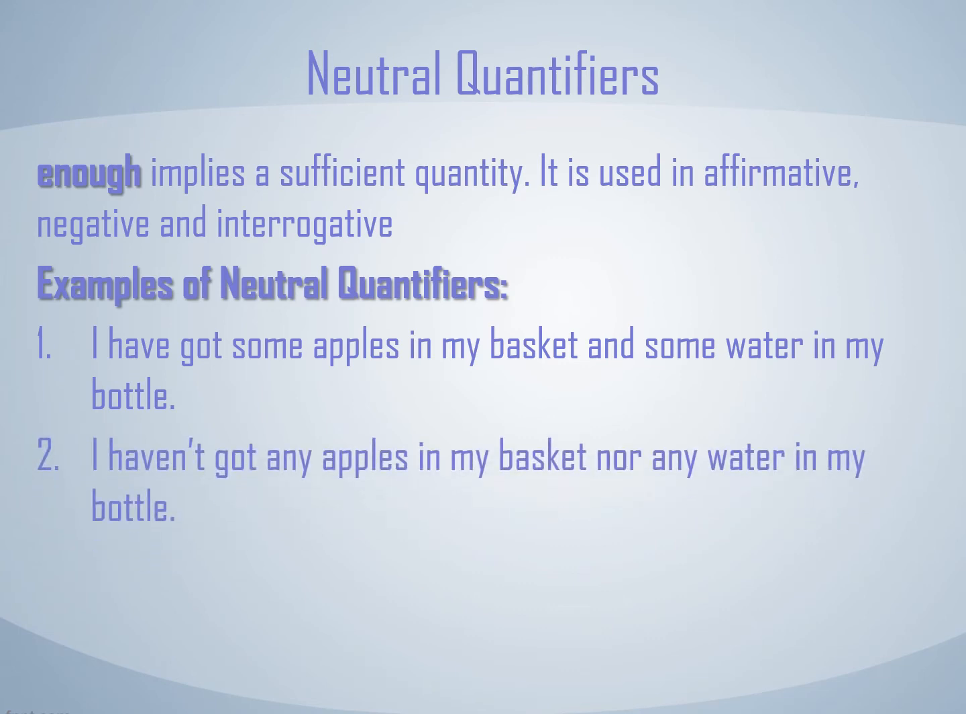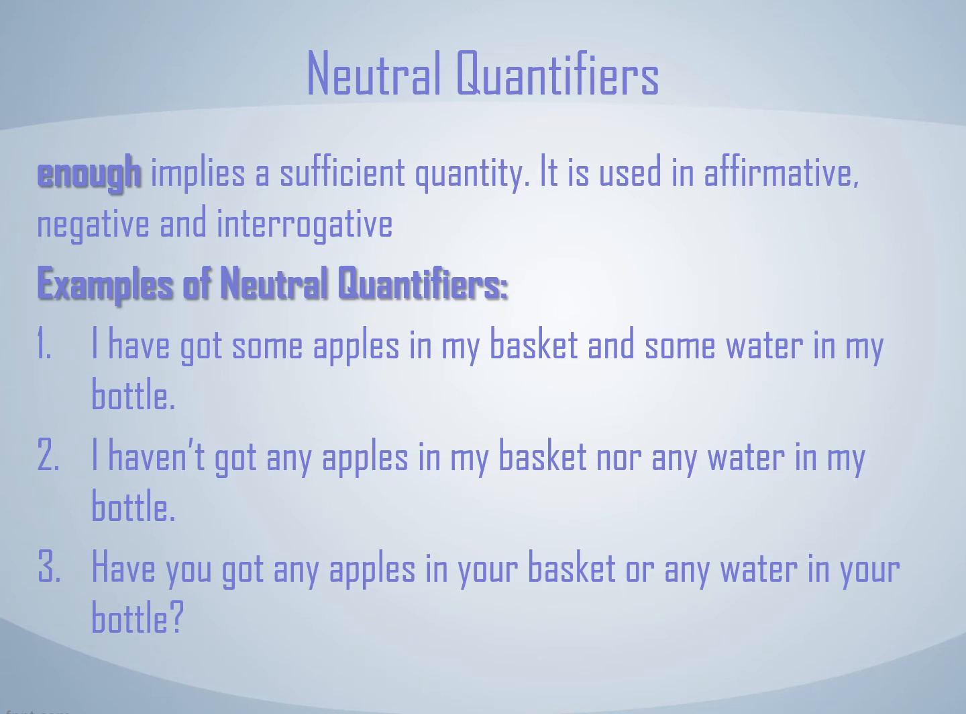Now, I haven't got any apples in my basket nor any water in my bottle. When I change the same sentence into negative, I didn't use some in my sentence. I replaced some with any. I haven't got any apples in my basket nor any water in my bottle.